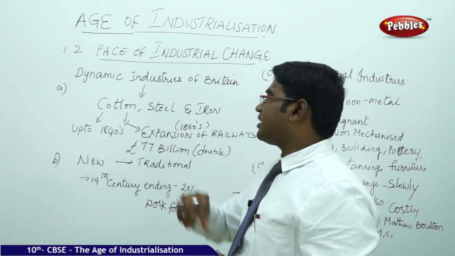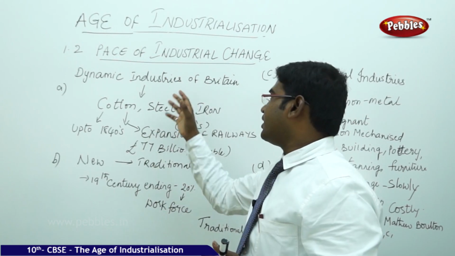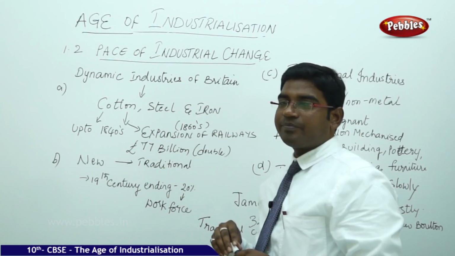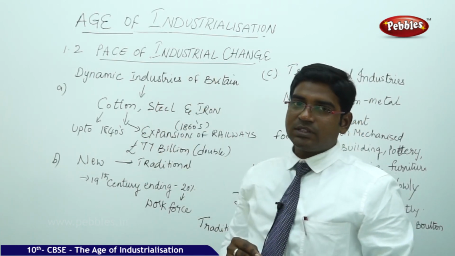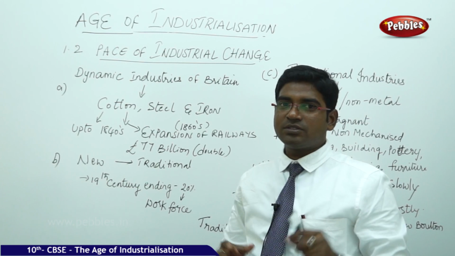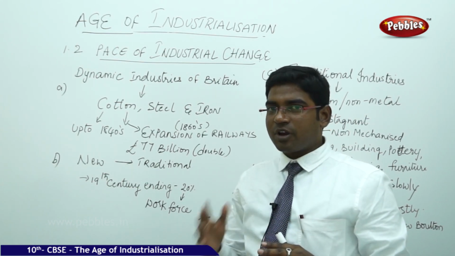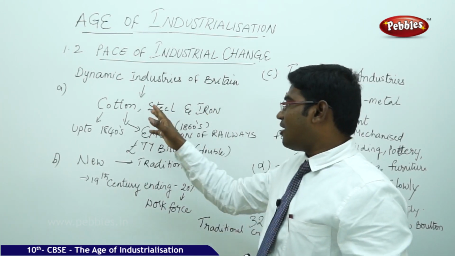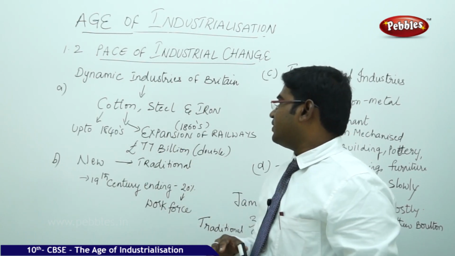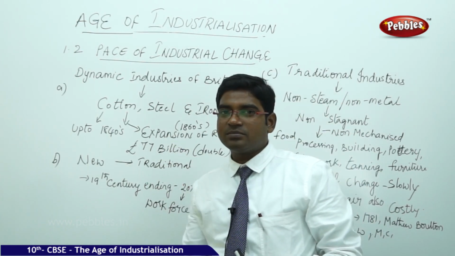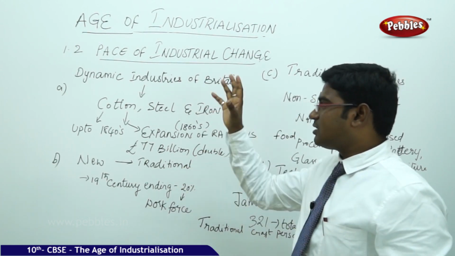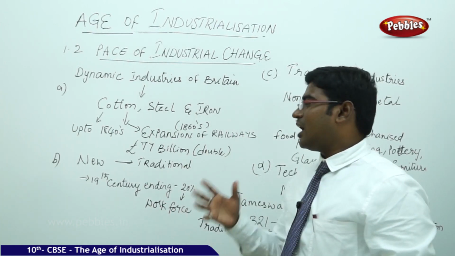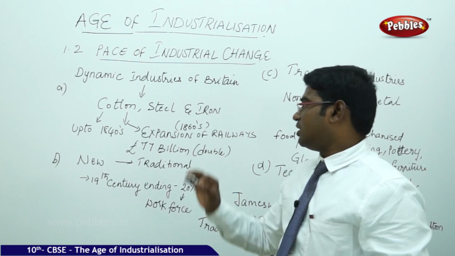The first thing we can see is that the dynamic industries of Great Britain are cotton, steel and iron. Initially, up to the 1840s, cotton was the main production point and main exporting point for Britain, earning a huge amount for the British government. But later, after the 1840s to 1860s, the expansion of steel and iron changed the position of cotton, and the number one position in imports and exports went to steel and iron products in Great Britain.